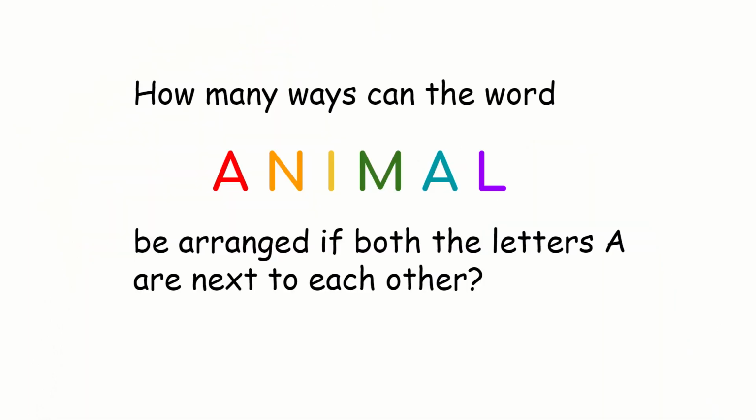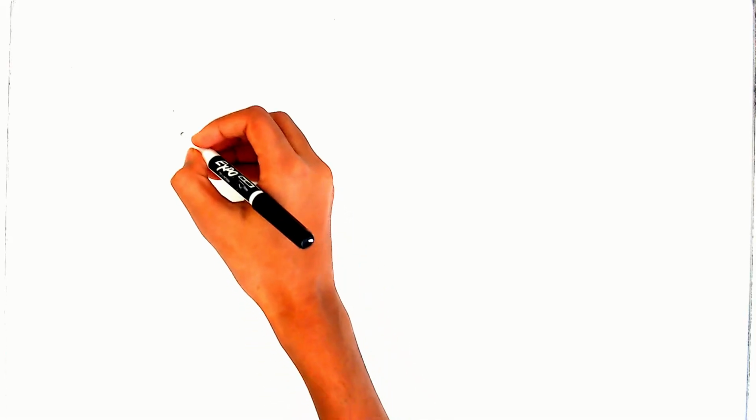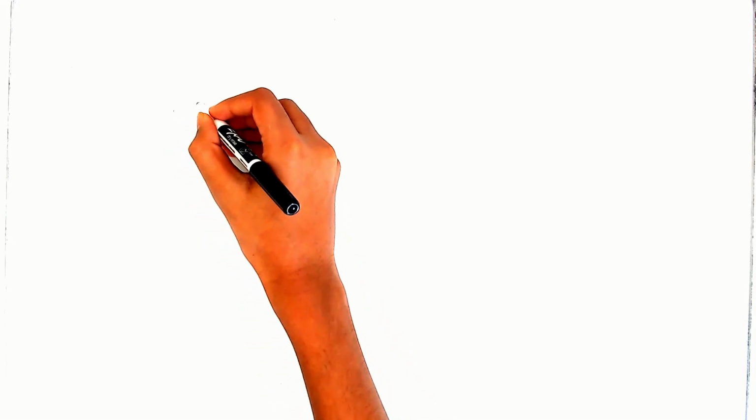Hi guys! In this video, let's do a word problem. So the problem is, how many ways can the word animal be arranged if both the letters A are next to each other? Let's find out! So here, let's write the word animal.